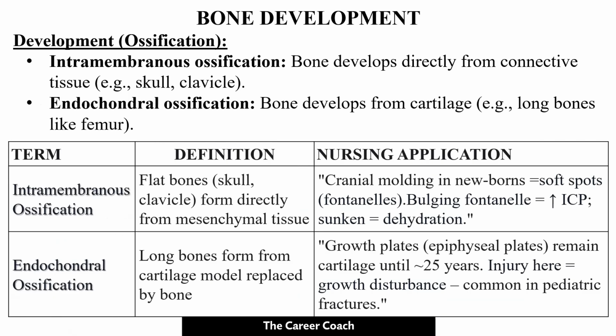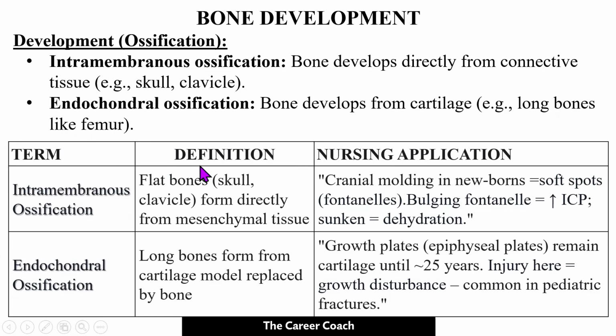So let's begin with bone development. What is bone development? Bone development can also be called the ossification of bone. It is divided into 2 parts. The bone development or ossification can be intramembranous or endochondral. In intramembranous ossification, the bone develops directly from connective tissues. Examples of such bones include the skull and the clavicle. In endochondral ossification, bone develops from cartilage instead. An example is the long bones such as the femur.